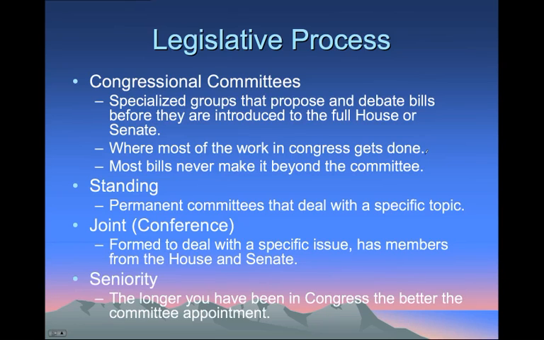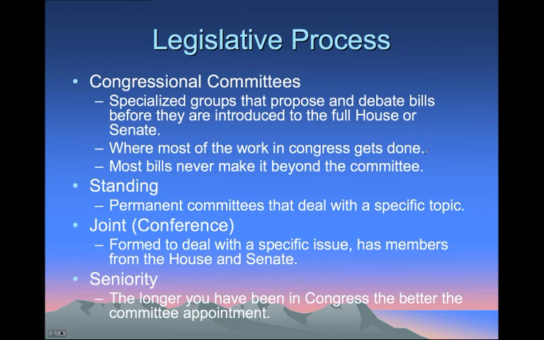And then when it comes to being on these committees, basically what you need to do is, the longer you have been in the House of Representatives and in the Senate, the better committee you get to be on. So a more powerful committee like the House Rules Committee, the people that are on that committee are people that have been in the House of Representatives the longest.